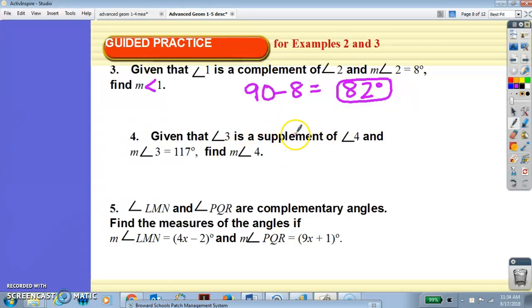Angle 3 and 4 are supplementary, right? They're supplements. So if angle 3 is 117, what is angle 4?